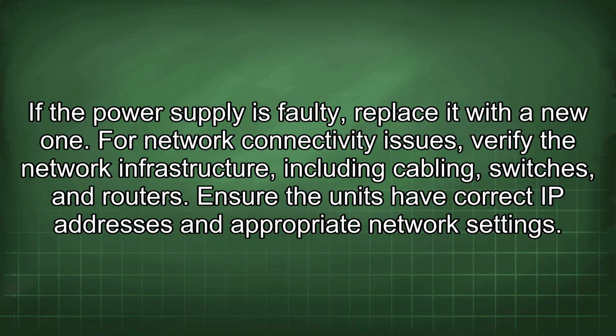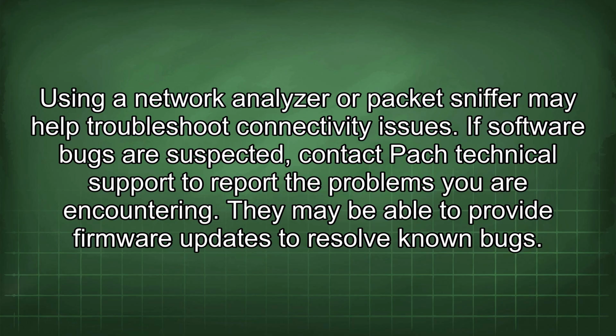For network connectivity issues, verify the network infrastructure, including cabling, switches, and routers. Ensure the units have correct IP addresses and appropriate network settings. Using a network analyzer or Pach Aegis may help troubleshoot connectivity issues. If software bugs are suspected, contact Patch technical support to report the problems you are encountering. They may be able to provide firmware updates to resolve known bugs.